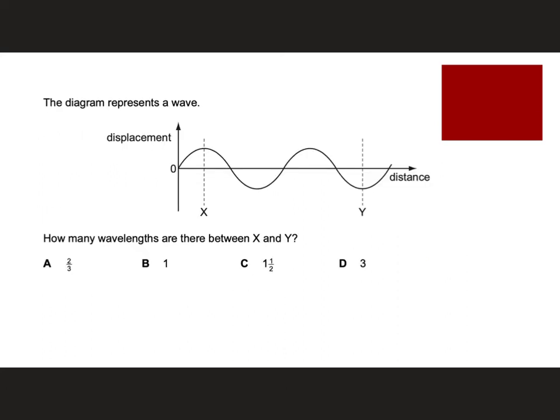So here's a diagram about a wave. Remember, anytime you have a graph, look very carefully at the axes. How many wavelengths are there between x and y? Start here. 1.5.